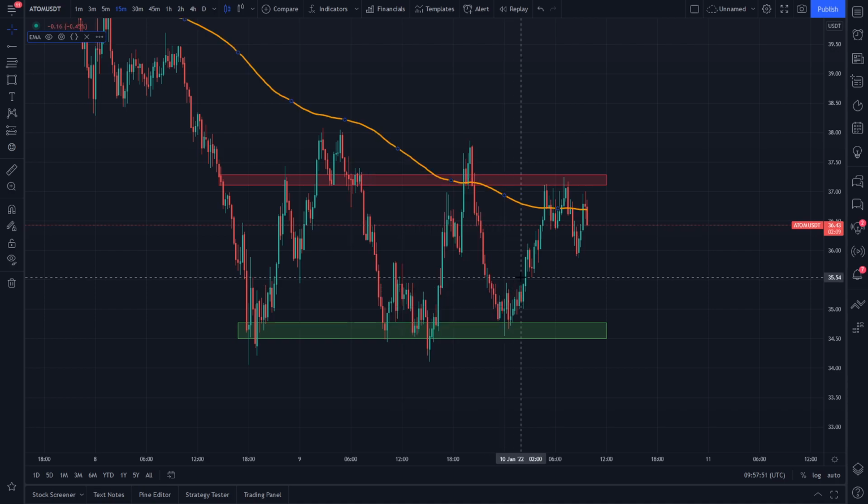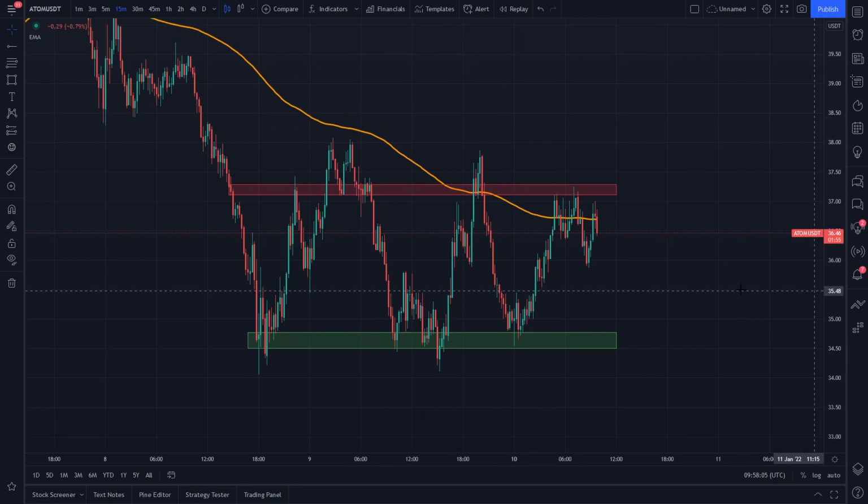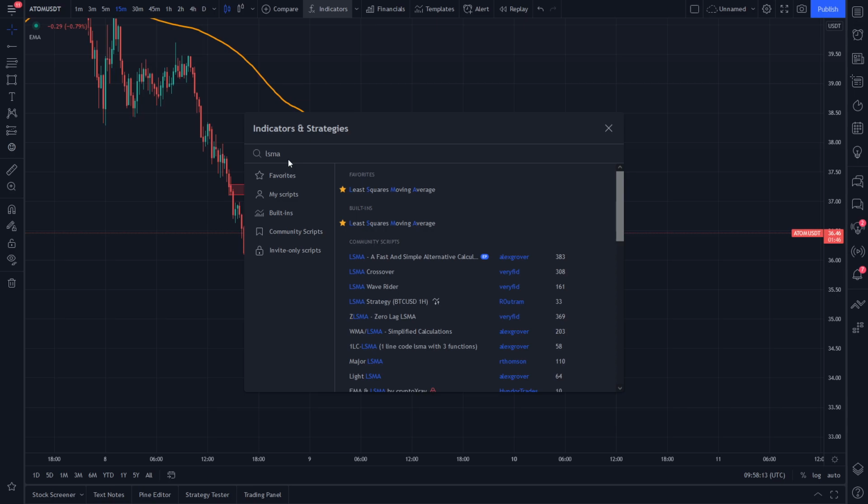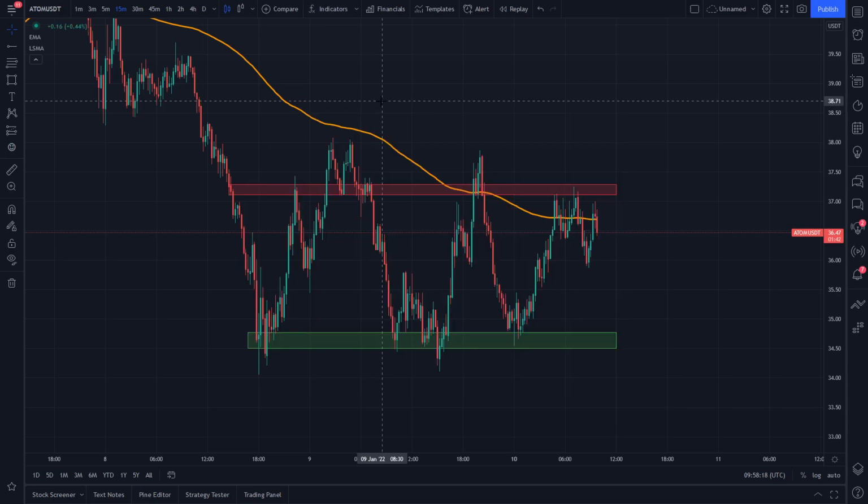Choosing your colors for indicators is a very important thing, because in the long run, when you start learning and finding out new things, colors matter because you can remember. It's easy for you, right? So you got the EMA. Then you need the least square moving average. Type LSMA and go for the very first one, the built-in least square moving average.